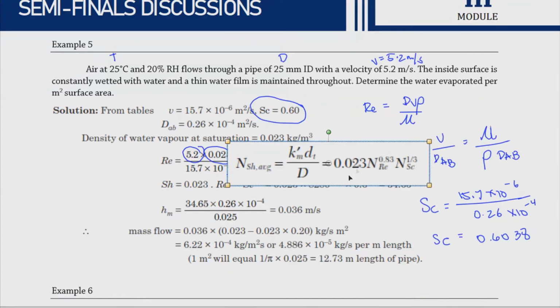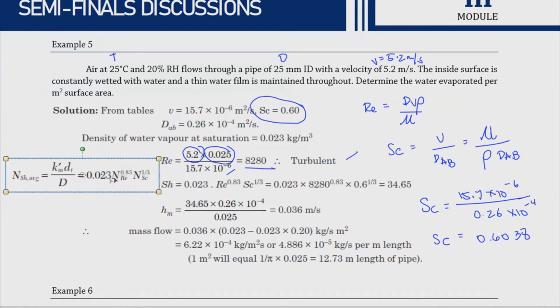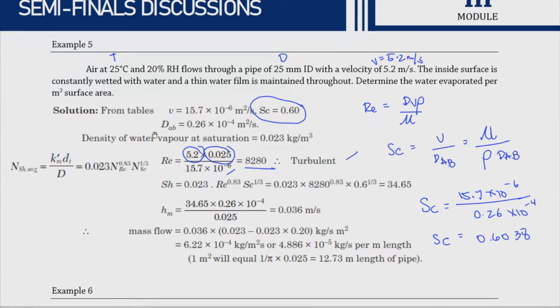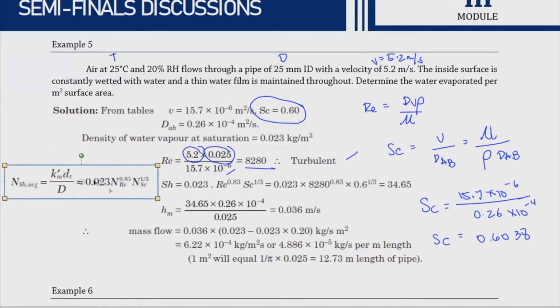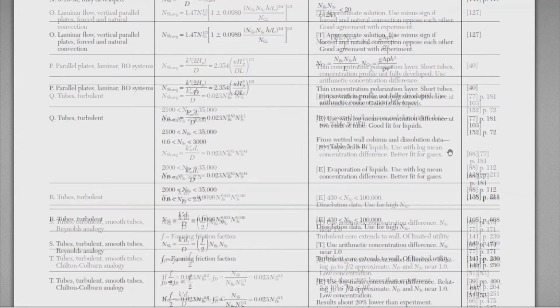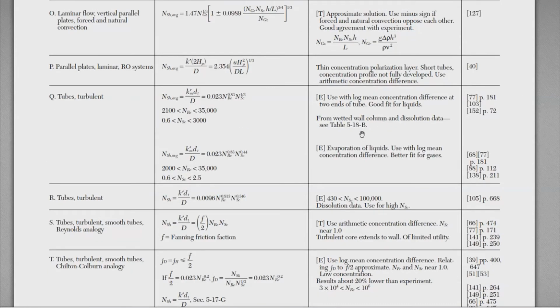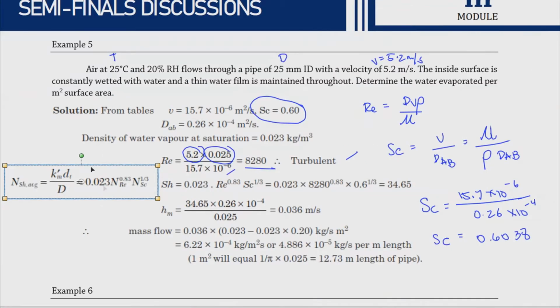And as you can see from our expression, this is very similar to what this solution used. The Sherwood number is equal to 0.023 times the Reynolds number to the 0.83, and the Schmidt number to the 1/3. So that's basically obtained from the equation at page 181 of this reference. So you can read the reference at the bottom portion of this book. So that's basically this expression.